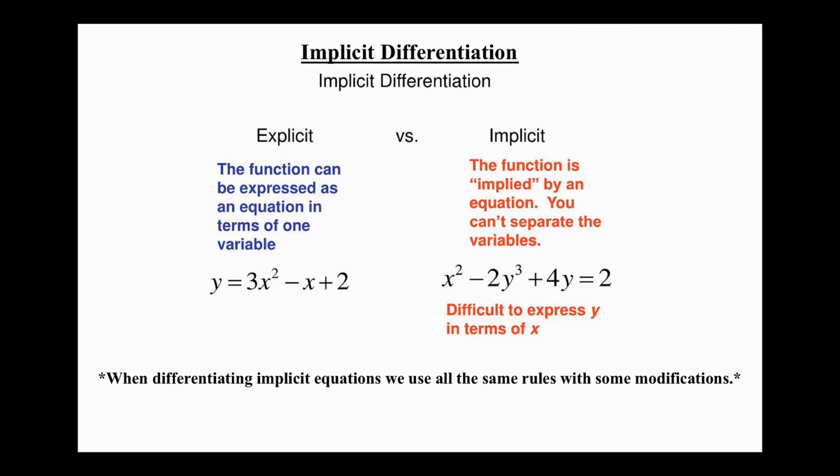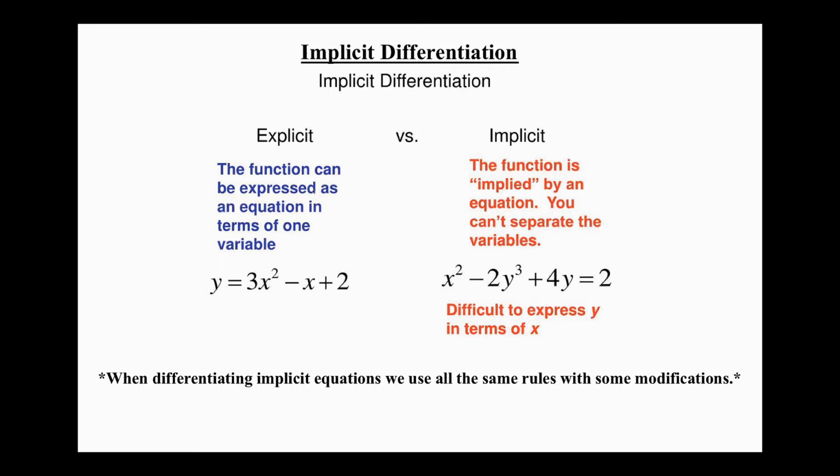Explicit equations: a function can be expressed as an equation in terms of one variable. So I could solve it, y equals, f of x equals. That's how we've been seeing things. Implicit: the function is implied by an equation. You can't separate the variables. They're so intertwined, like the second equation here, the one under implicit.